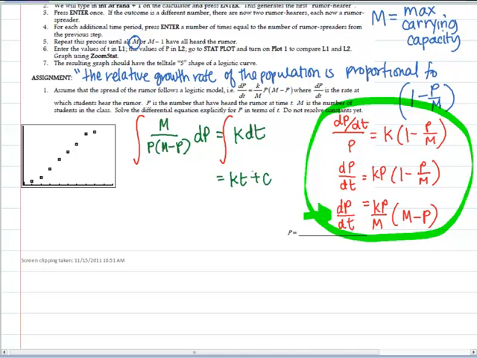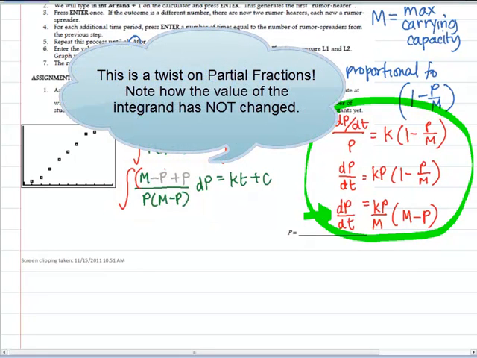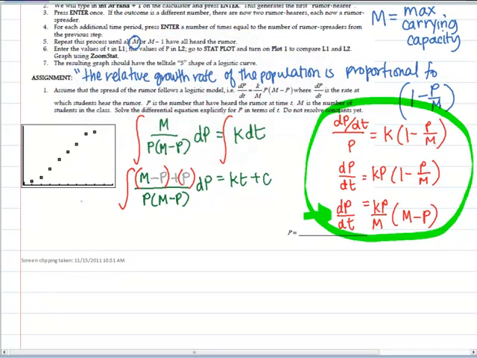Now remember, our variable is P. M is simply a constant, our maximum carrying capacity. So we really only need to worry about the P and the M minus P part of it. Now I'm going to do what's called a little partial fraction trick to help us integrate this. So this is our problem, M over P times (M minus P). I want you to look at something. What if I put into here a minus P plus P? I'm going to group this separately. Now I actually have two fractions: (M minus P) over P times (M minus P), plus P over P times (M minus P), dP.